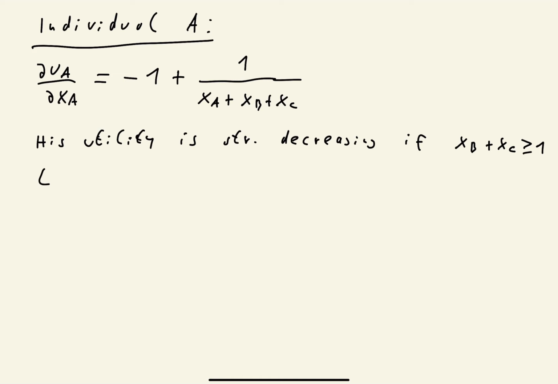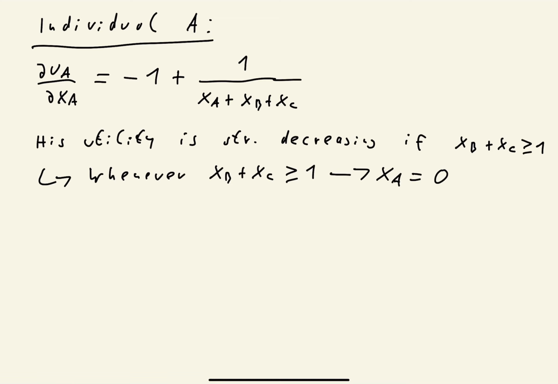Therefore, whenever xb plus xc is larger than or equal to 1, then the best response of individual A is to set an amount of the public good equal to 0. So he will choose a contribution of 0. Because if he would choose a strictly positive amount, given that the sum of the rivals' contributions to the public good is weakly larger than 1, his utility would decrease, and this is not optimal. So he would have an incentive to deviate.